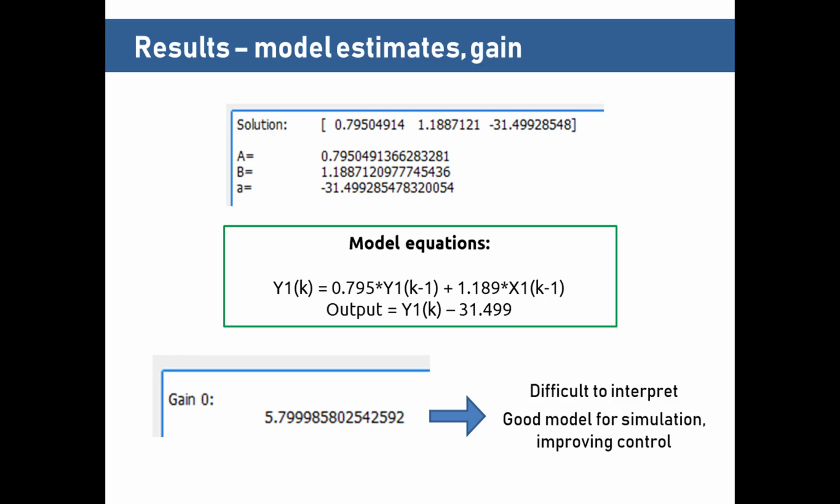As always, the estimates for A, B, and small a will let you form a model equation for your system. Now, once you apply a transformation, or in our case, two transformations to your data, the gain can become pretty difficult to interpret with regard to duty cycle and ball height. However, because our model fits relatively well, it becomes a very useful model for improving control. To see how we do this, or one way we can do this, check out our video demonstration of the air pump system. A link is provided in the video description.